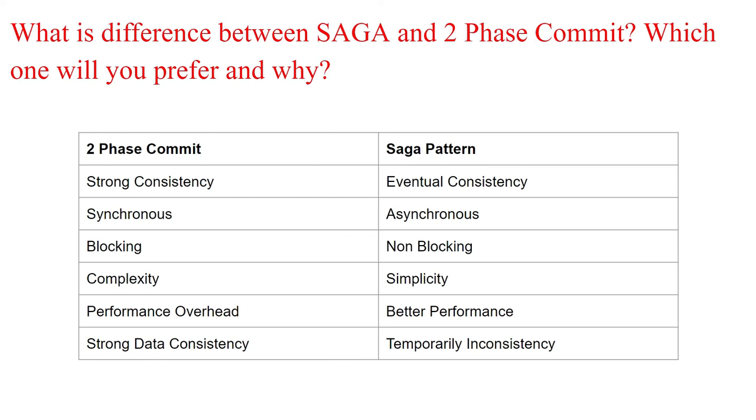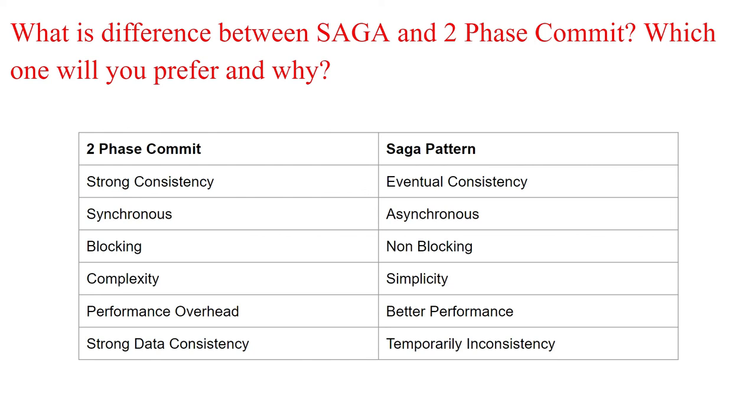The two-phase commit also adds performance overhead because synchronous communication is needed, and additional communication and a coordinator are required, which is not the case with Saga, and hence Saga is better in performance because it is much simpler. But the best part of two-phase commit is very strong data consistency, though it comes at the cost of performance overhead.